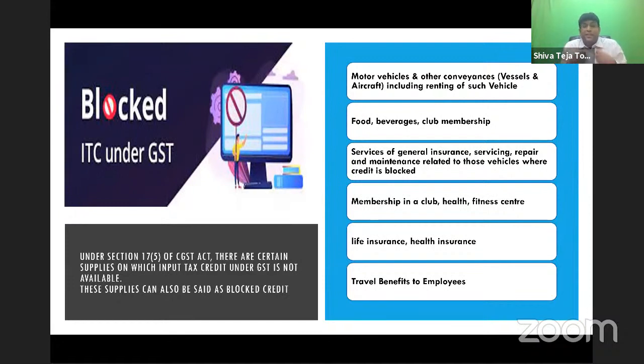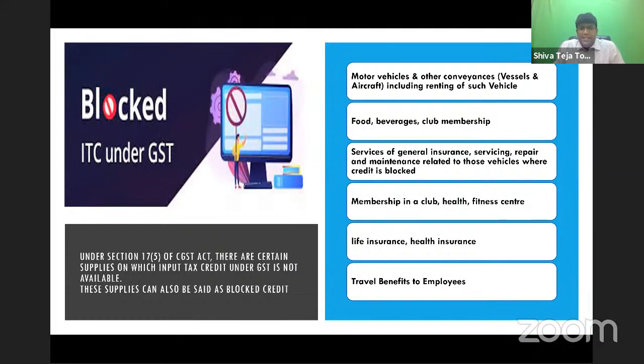For example, if Shivateja purchased one BMW car for my business use, and I told my family members nobody should enter this car, this car is only and only for my business, still I cannot take credit because it's a blocked credit. But imagine I'm a software company and I purchased one bus where seating capacity is more than 13 passengers. Then definitely I can take credit. And one more possibility: if I buy a vehicle for transport of goods, then credit is allowed. And if I'm a dealer in motor vehicles, buying and selling vehicles, then also I can take credit. Getting clarity, guys? Good. Next point.